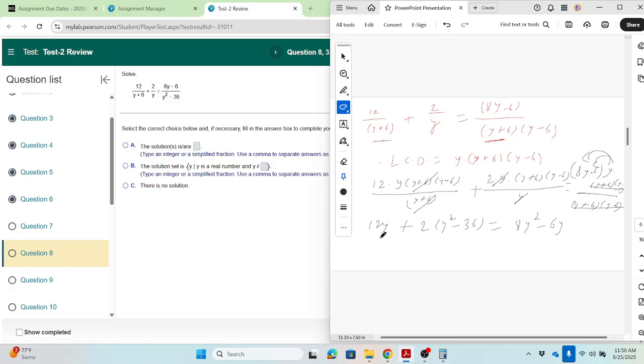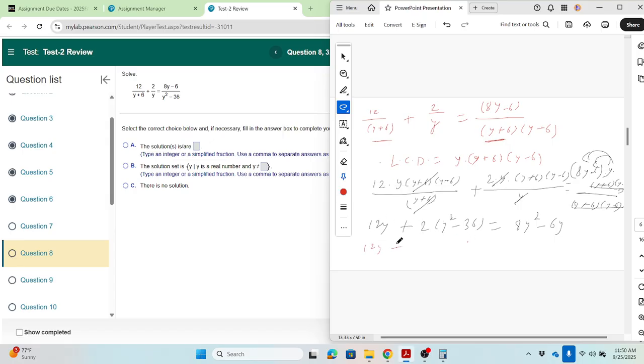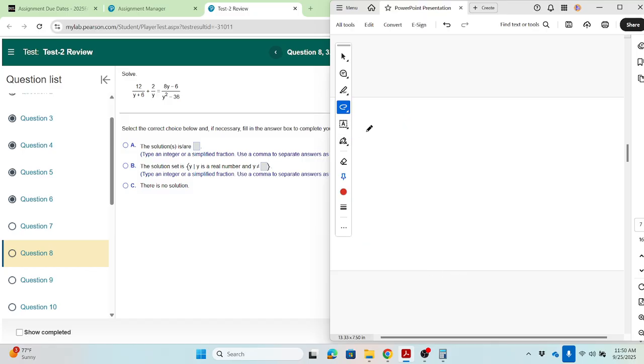Okay, now we need to solve this equation. So we need to do more simplification here. So 12y plus 2y square minus 72, because 36 times 2 is 72, equals 8y square minus 6y. So bring everything on one side. So I'm going to bring everything to the other side, which is 8y square minus 6y. Let me just go back. Negative 12y, make it opposite, negative 2y square, and positive 72 equals 0.